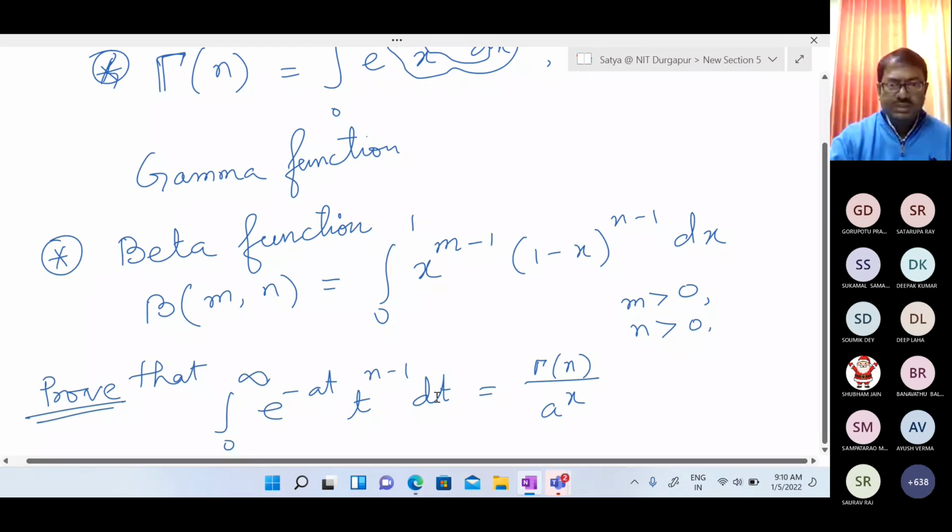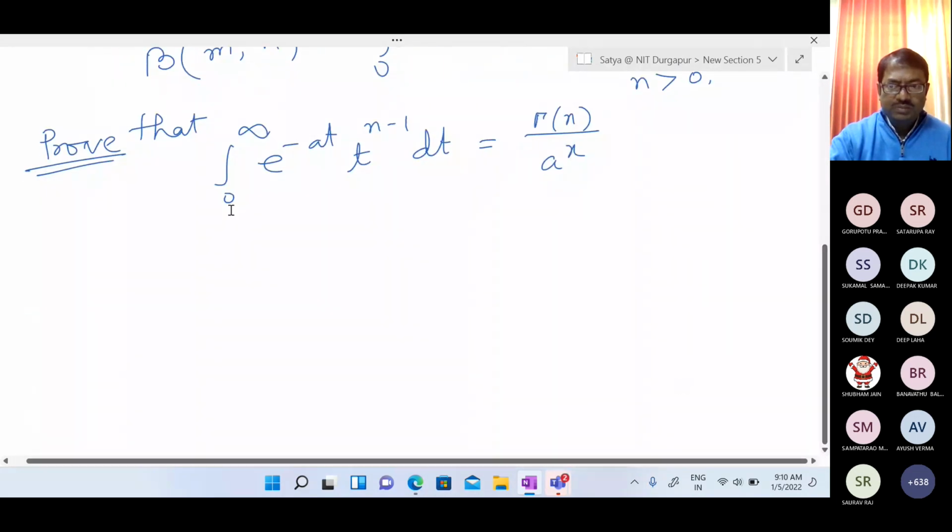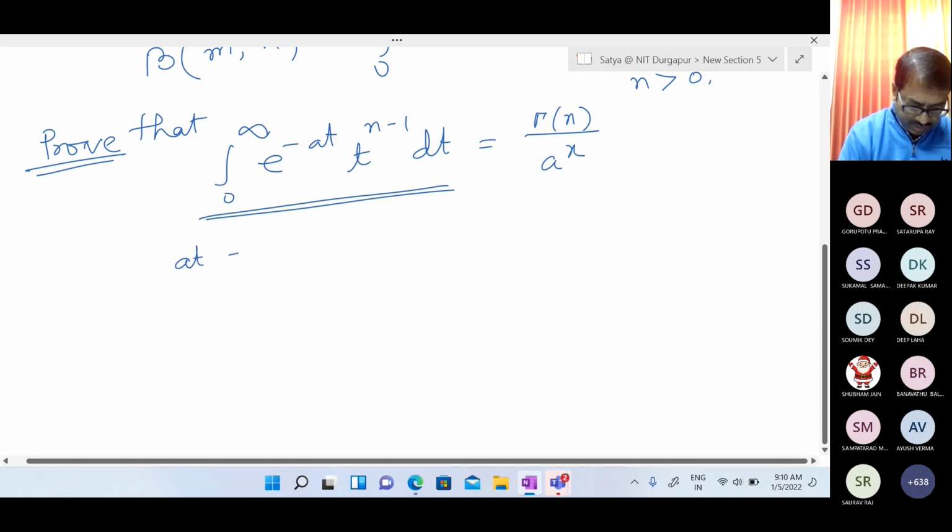In this case, it is better if we start from the left side and put in a substitution, so we can prove the right part. Take at equal to u. In this integration, a is a constant and t is the variable. So from here we get a dt equal to du, and we put this in.